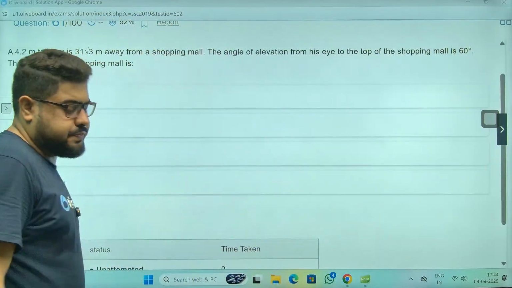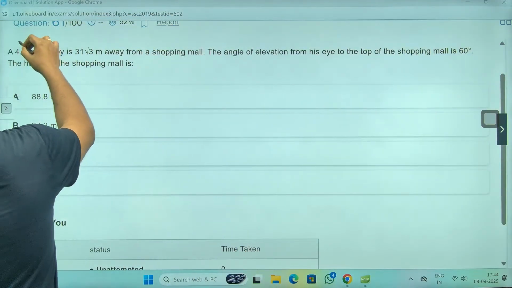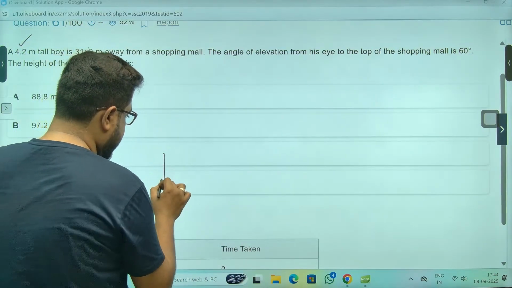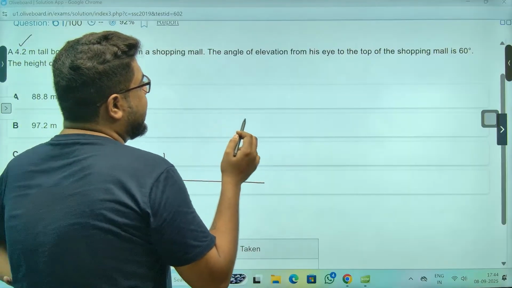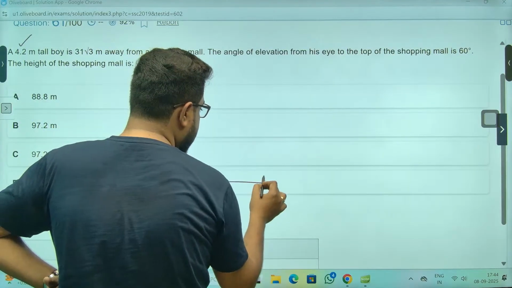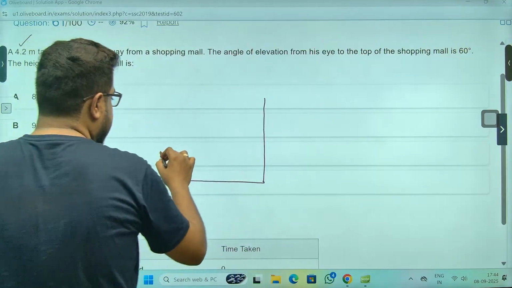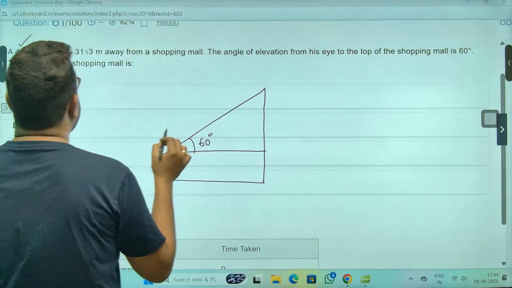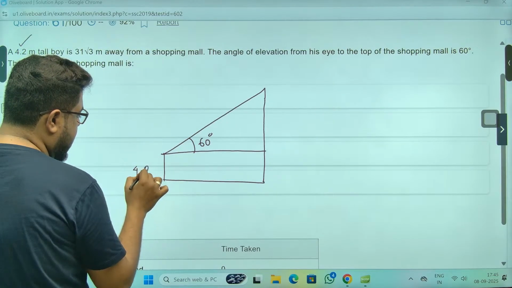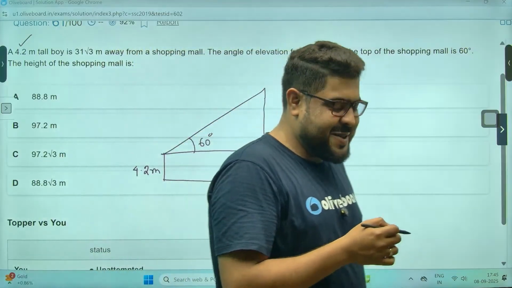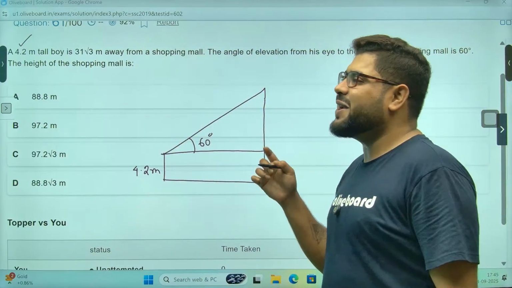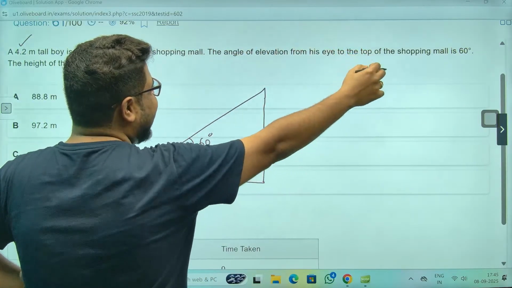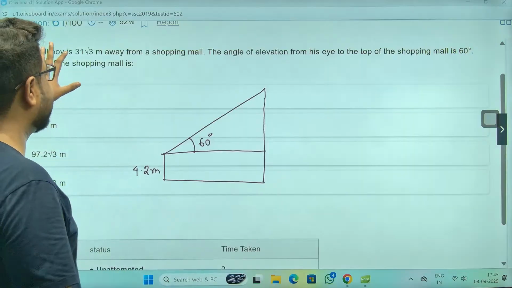Chalo, sir. Chalo. Now, a 4.2-meter tall boy is 31 root 3 meters away from a shopping mall. The angle of elevation of the top of the shopping mall is 60 degrees. This is 60 degrees, sir. This is 4.2 meters. Like a giraffe. 4.2 meters is almost 1.5 floors. 3 meters is equivalent to 10 feet. So 60 degrees.